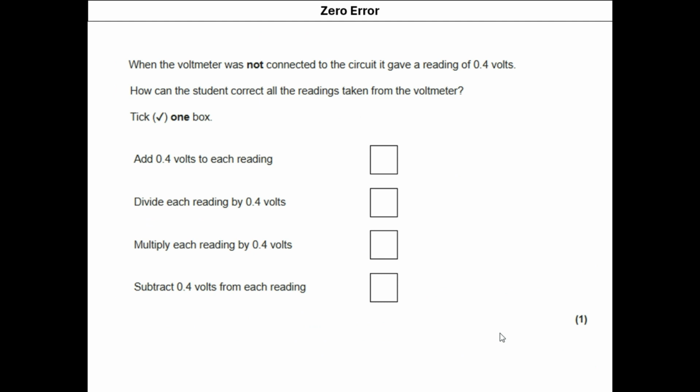Another example, because it's not just balances that can suffer from zero errors: this is when a voltmeter was not connected. It gave a reading of 0.4 volts. Well, if it's not connected, it should read 0. This is a zero error. How can the student correct all the readings taken from the voltmeter? Well, if it's reading 0.4 too high, I need to make it 0.4 lower. So adding's not going to help. Dividing's not going to help. Multiplying's not going to help. I need to subtract 0.4 from every reading.